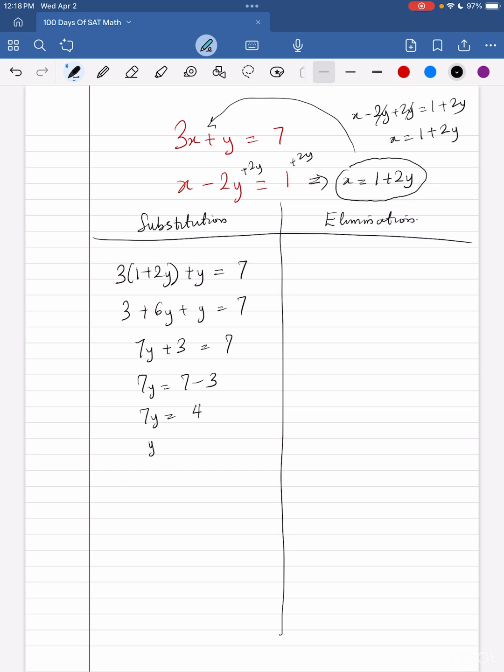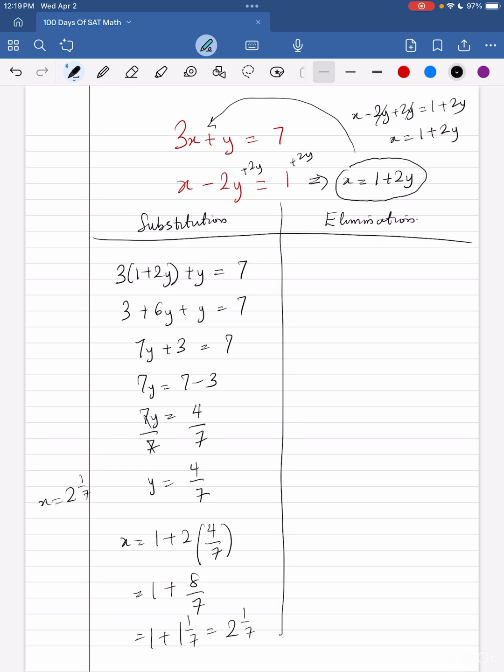Now again we do a division to undo the multiplication of 7 by y, right? So we do that, and that becomes what? y is 4 over 7. Now, if y is 4 over 7, we have x equals 1 plus 2y. So x becomes 1 plus 2 times 4 over 7, which is 1 plus 8 over 7. This is 1 plus 1 and 1 over 7, which is 2 and 1 over 7. And that's your answer for x. So we have x is 2 and 1 over 7.